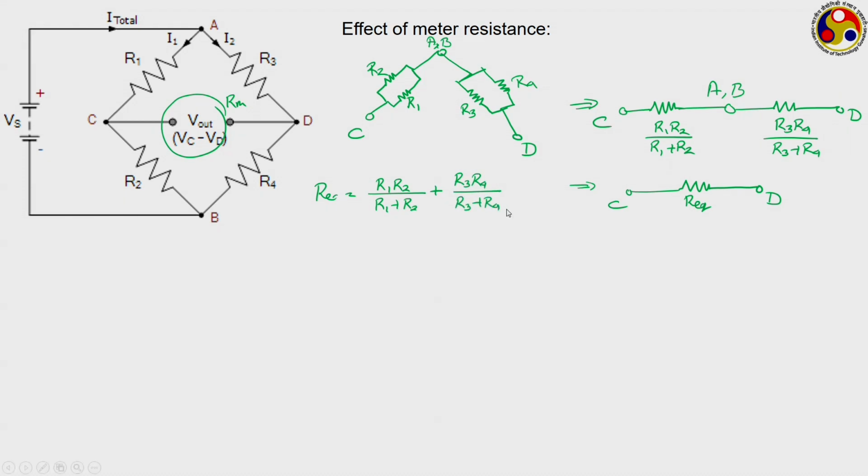Now, when we have the meter in series, the circuit effectively reduces to something like this. This is your equivalent resistor and this is the meter resistor. So, your R equivalent, this is Rm, and this is your VCD. This way we can reduce the same circuit when Rm comes into the picture.